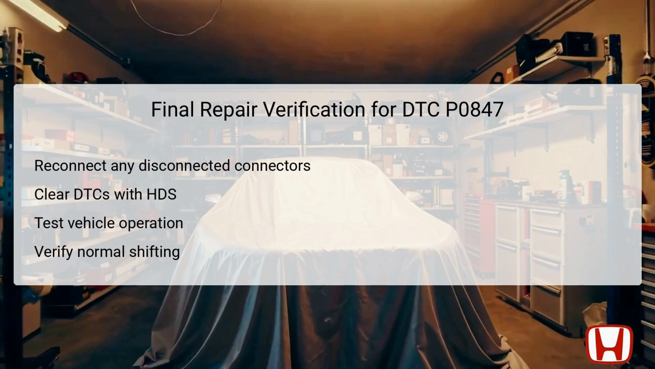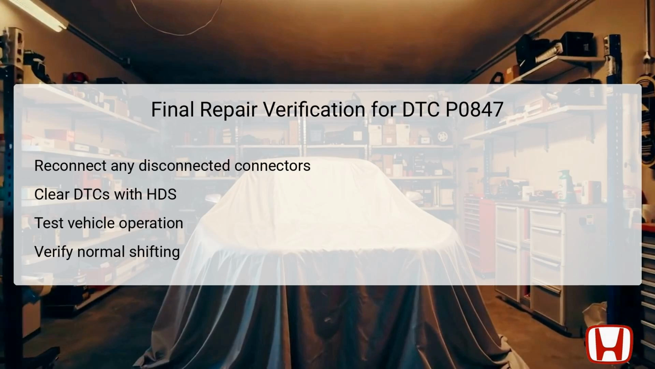After completing all necessary repairs for DTC P0847, it's essential to verify the success of your work through a final repair verification. Start by ensuring that all previously disconnected connectors, including those for the transmission fluid pressure switch B and the PCM, are reconnected securely. Once everything is reconnected, use the Honda Diagnostic System, HDS, to clear all diagnostic trouble codes again.